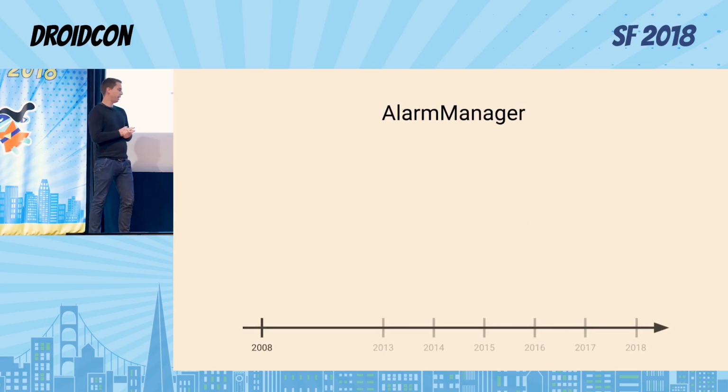So how do we get there? Let's go a little bit back in time and understand how Android has evolved over the years, and that helps us to understand how we got here and why we have all those new APIs on top of that.